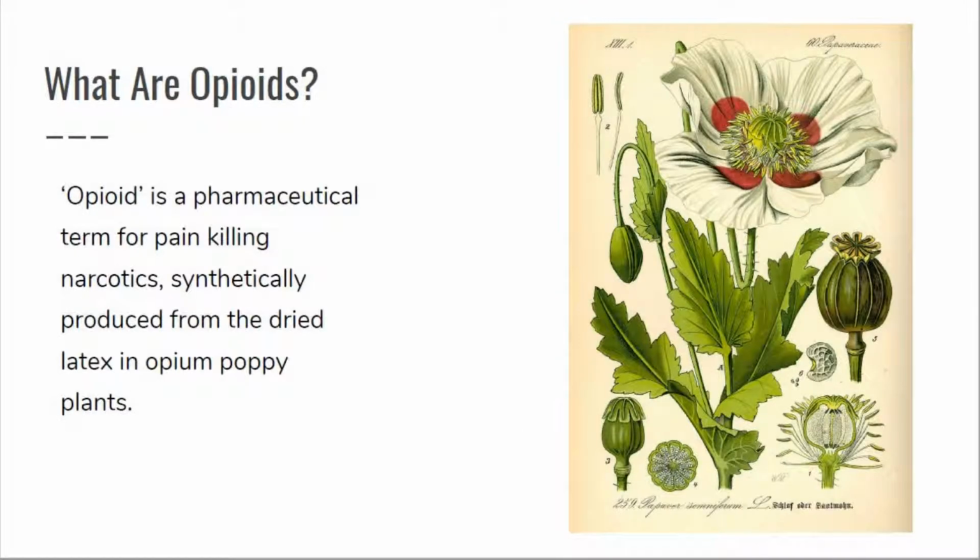What are opioids? Opioid is a pharmaceutical term for pain-killing narcotics, synthetically produced from the dried latex in opium poppy plants. To the right of the slide is a diagram showing a poppy plant. The pod-like section of the plant is what holds the chemicals necessary to create opioid-related painkillers.